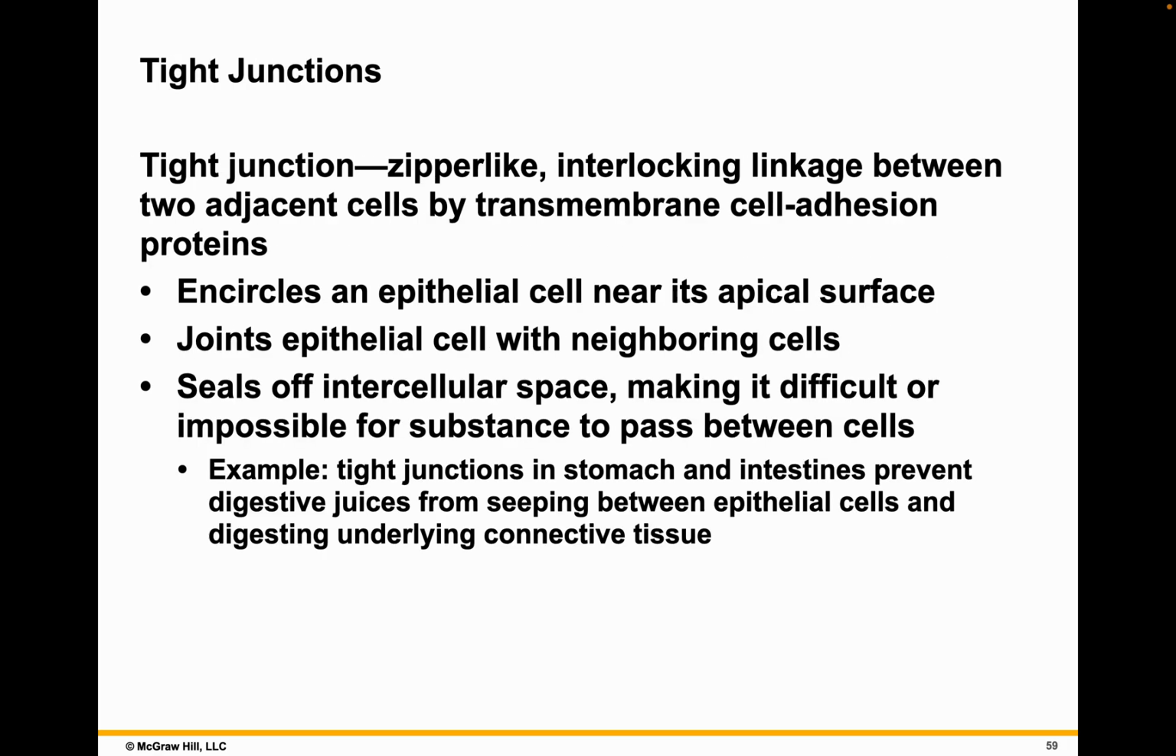Tight junctions are a zipper-like interlocking linkage between two adjacent cells by a transmembrane cell adhesion protein. They encircle an epithelial cell near its apical surface, join the epithelial cell with the neighboring cells, and seal off intercellular spaces, making it difficult or impossible for substances to pass between the cells. So we have tight junctions in the stomach and intestines to prevent digestive juices from getting out of those lumens and into the underlying tissue around them.